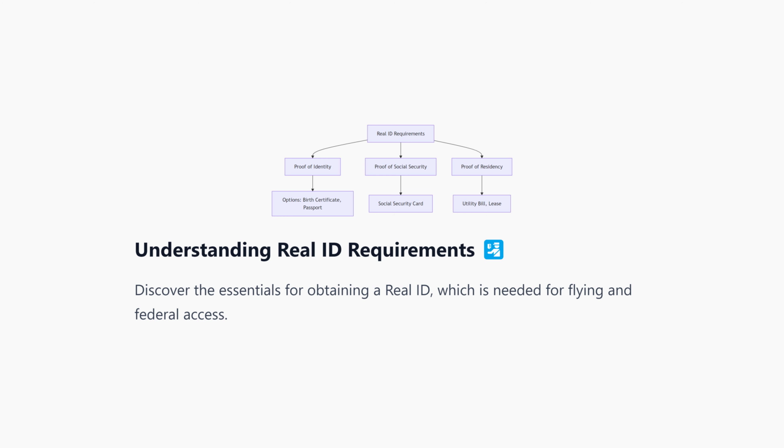Next, we dive into the crucial topic of understanding what a real ID is. The real ID is a form of enhanced identification required for certain federal purposes. It is mandatory for domestic flights and entry into federal facilities. Now, each state has its own set of requirements, but generally speaking, you'll need to provide proof of identity, like a birth certificate or passport, proof of social security number, and proof of residency, such as a utility bill.